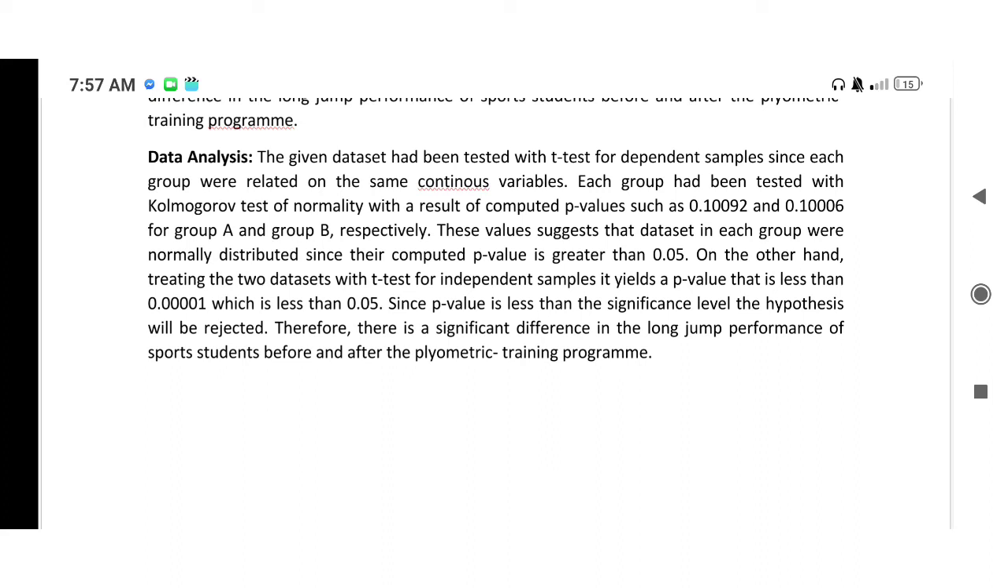On the other hand, treating the two datasets with the t-test for dependent samples yields a p-value that is less than 0.00001, which is less than 0.05. Since the p-value is less than the significance level of the hypothesis, the hypothesis will be rejected. Therefore, there is a significant difference in the long jump performance of sports students before and after the plyometric training program.